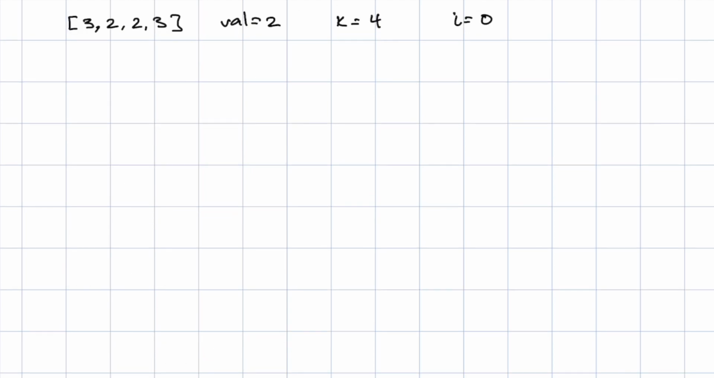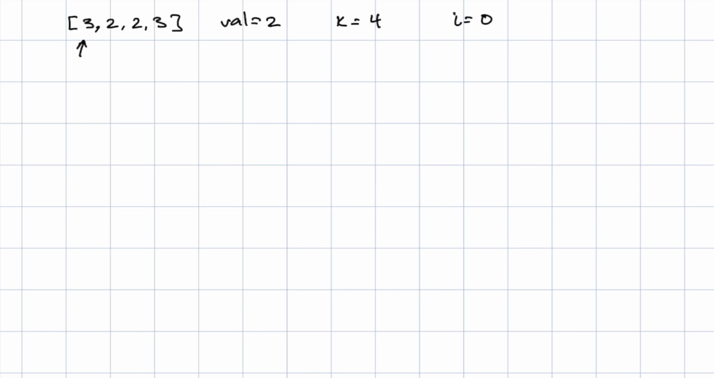So as you can see, we have an array of 4 elements, 3, 2, 2, and 3. Our value, or the number that we're going to remove from the array, all instances of it, is equal to 2. K is equal to 4, which is the length of the array. Now we're actually going to work backwards and decrement values from k as we find elements that do not match the value we're trying to remove. And I is just going to be the variable that we're going to use to keep track of the index as we traverse through the array. So let's go ahead and get started.